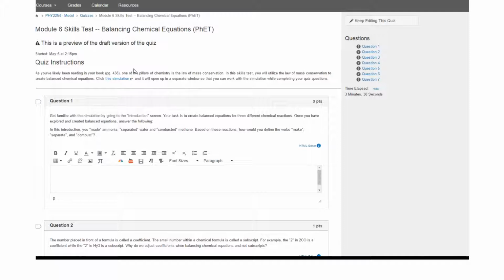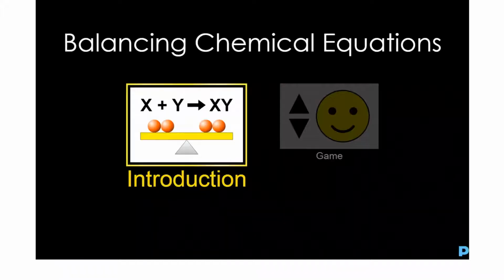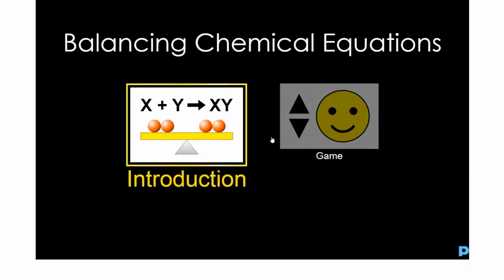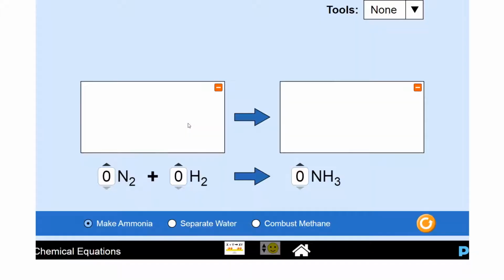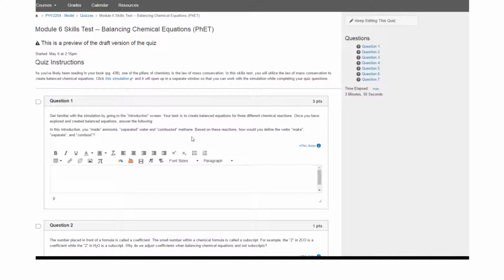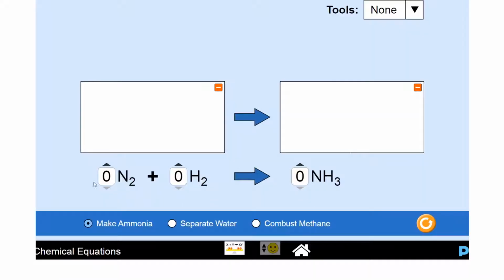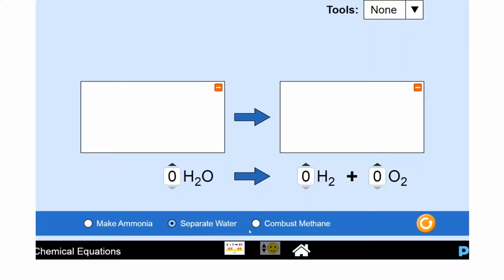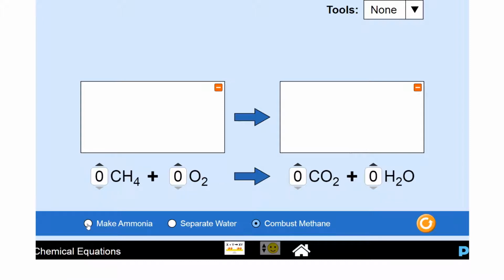So what we're going to be using is a PhET simulation entitled Balancing Chemical Equations. And the first thing, notice there's two options, introduction or game. First, do the introduction. And notice in your quiz questions, the first thing it tells you to do is create balanced equations, and you're going to do several different things. You're going to make ammonia, you're going to separate water, you're going to combust methane. So go ahead and do that. I'm not going to do it for you, but you're going to go ahead and do it.